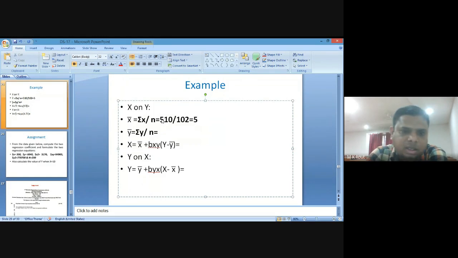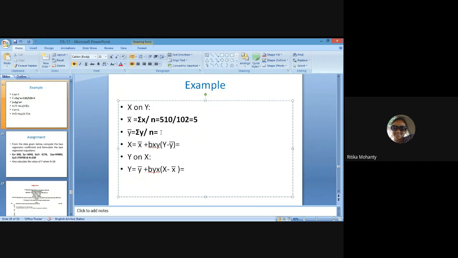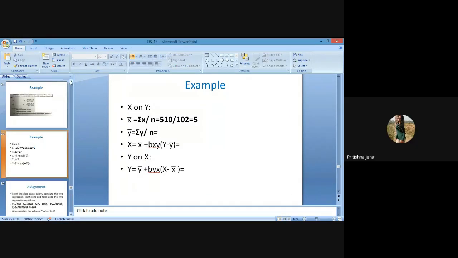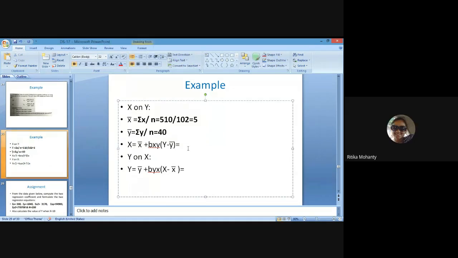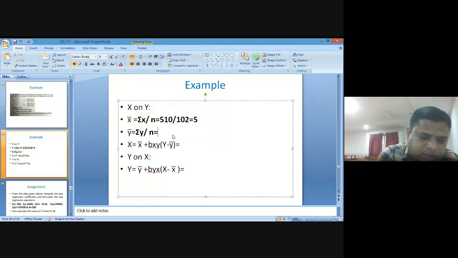Similarly, if you calculate y bar, that is summation of y divided by n. What is the summation of y here? 7150 divided by 102. You can directly call the answer 70. Yes, the answer is 70.